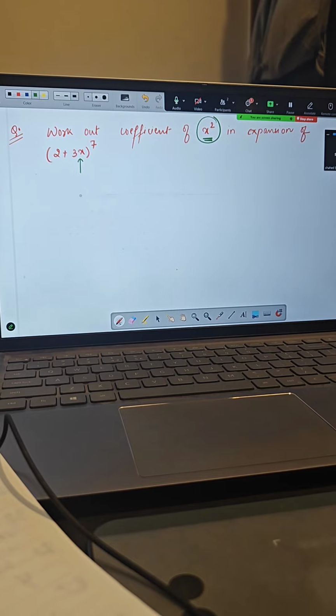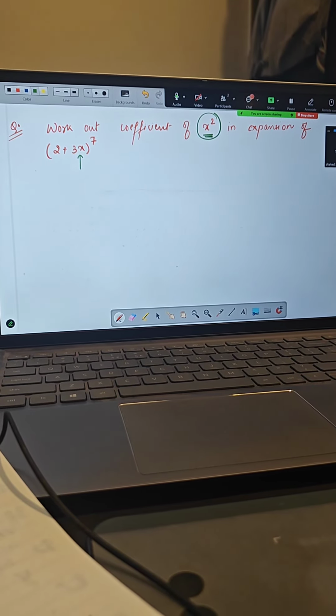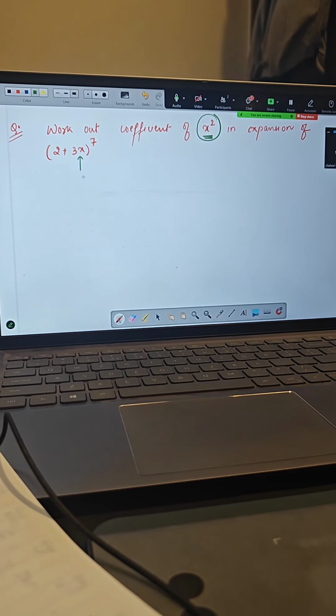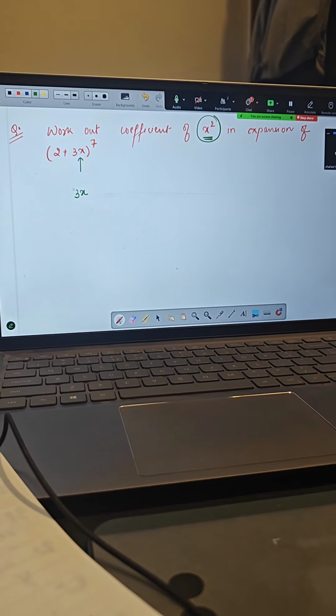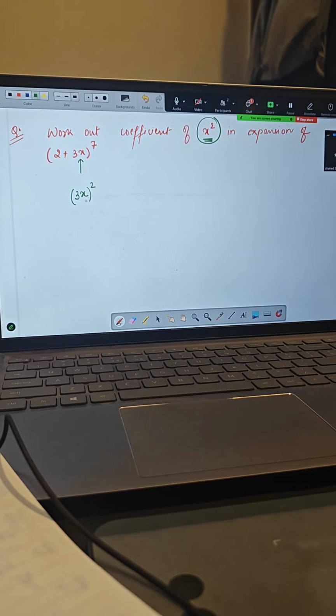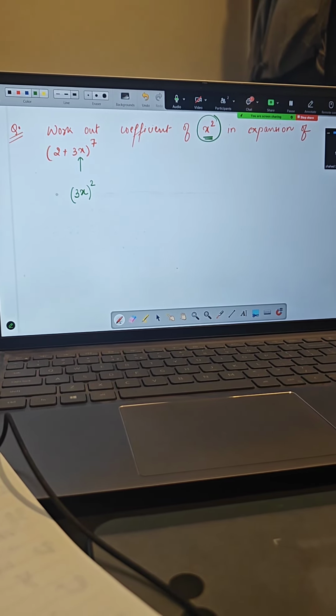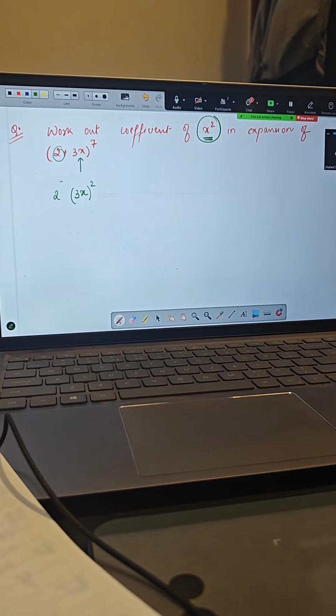So of course, if you remember, I told you that every term will have a sum total of the power as 7. So if I need an x squared term, that means this b, which is 3x here, has to be squared. Then only I will get that x squared term. So if this is squared, then this has to be 2 to the power of 5.